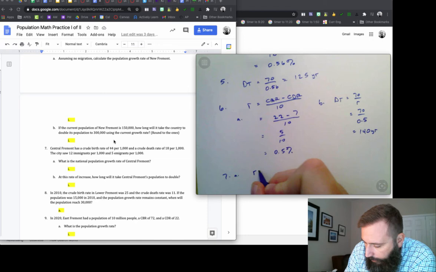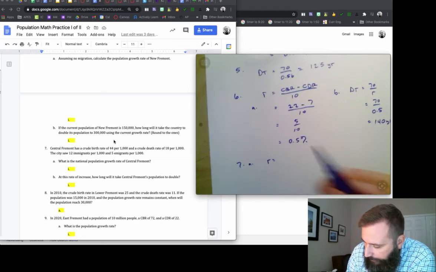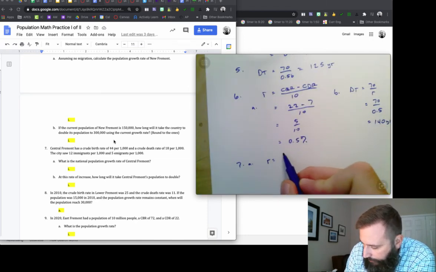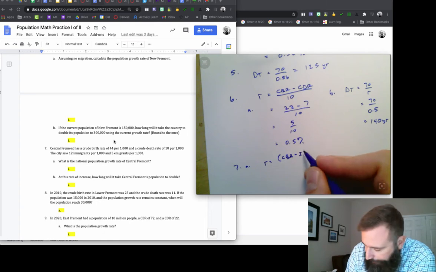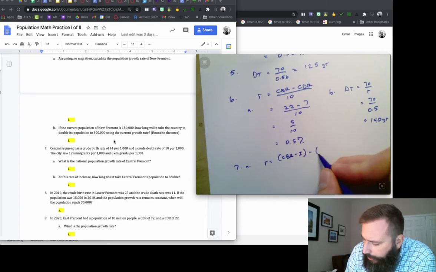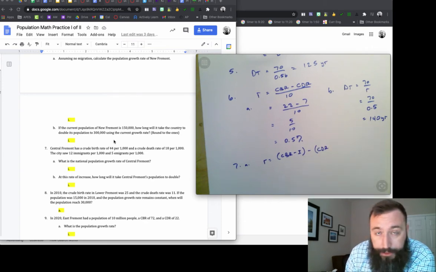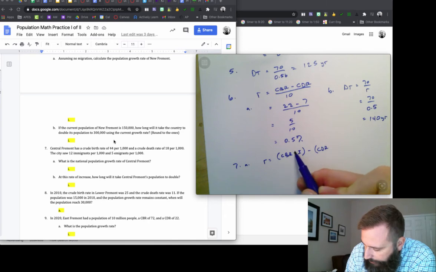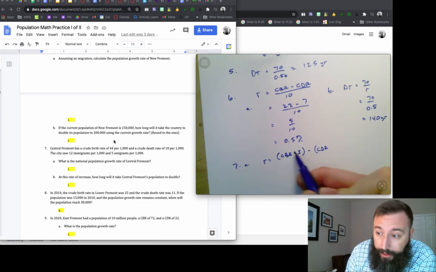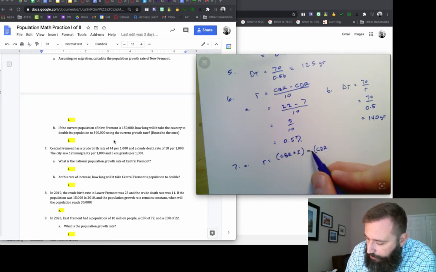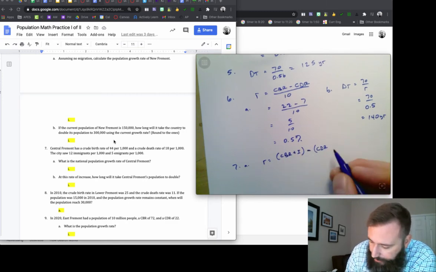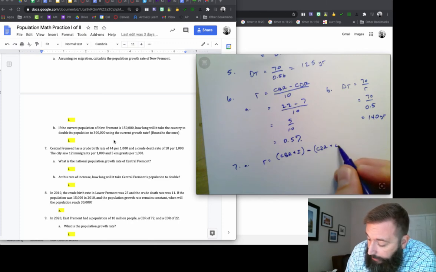So R is equal to increases and decreases, right? Inputs and outputs. So we'll say CBR plus immigration per 1,000 minus CDR. Oh, I'm sorry, I made a mistake. Look at this. CBR plus the individuals that are coming in, right? Because those are the ones that input or increase population sizes. But then we'll subtract out the ones that decrease population size, and that's the deaths and emigration.